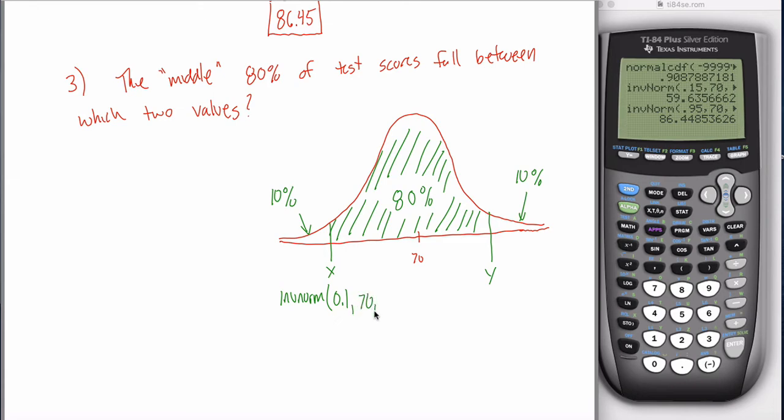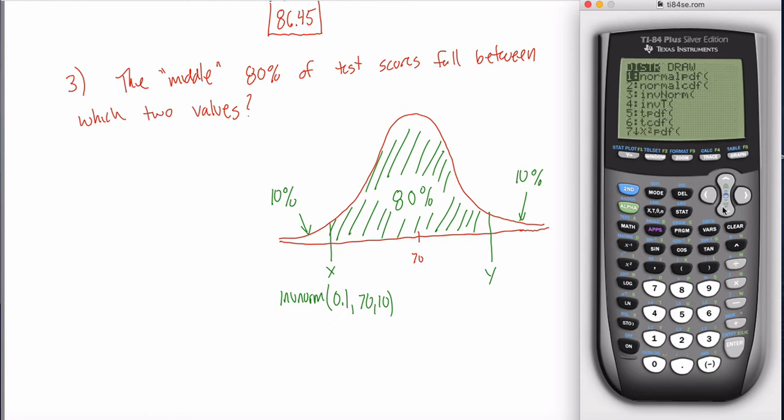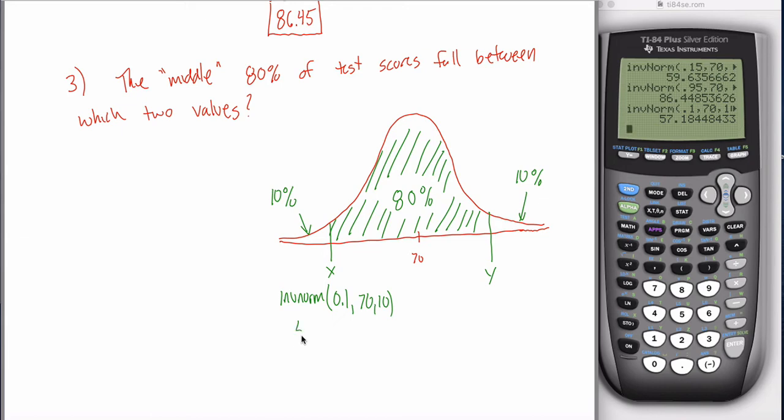The mean is still 70, and the standard deviation is still 10. Type that into your calculator. Inverse norm, 0.1, 70, 10. Hit enter, and it's going to spit out this number: 57, and if I round to 2 decimal places, 0.18. So you can write x equals that, or just equals, whatever.